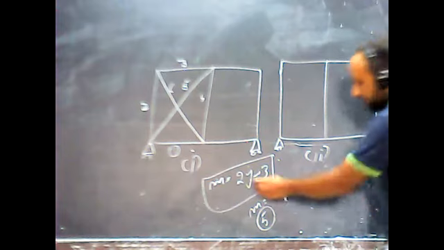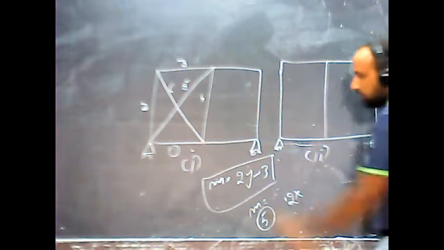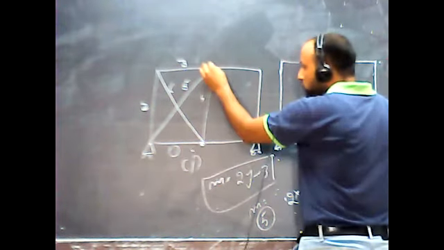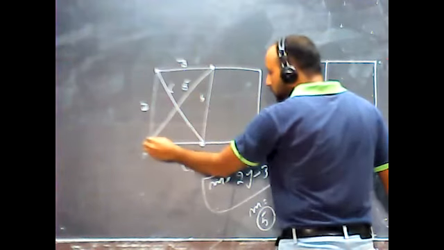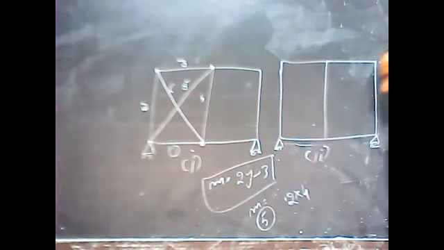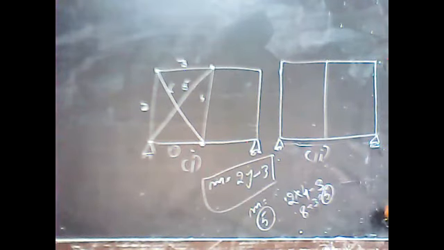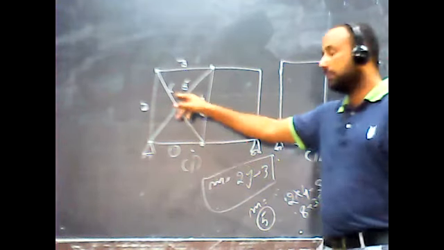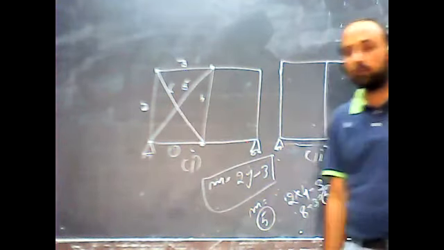So members required is 2j minus 3. J, how many joints do I have? 1, 2, 3, 4. 2 into 4 is 8, minus 3. So 8 minus 3 comes out to be 5. 5 members are required, but I have 6 members. It means my left portion of the first problem is considered to be overstay.